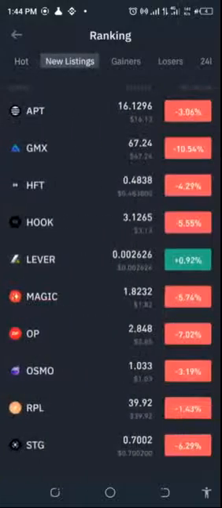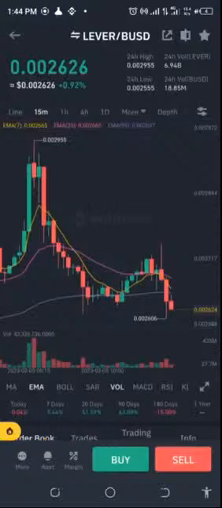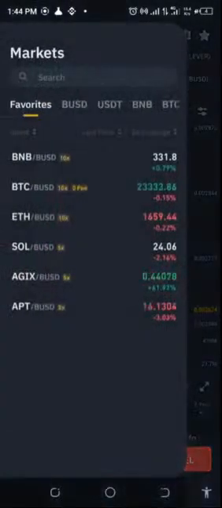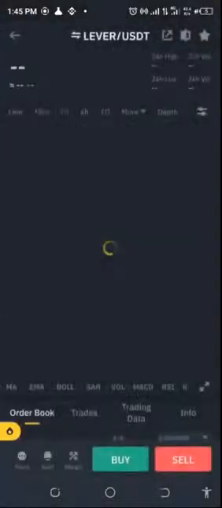There are some different pointers or parameters that we use to select a particular coin. Now, for our purpose, because we are using a very small amount of money to test, I'm going to be looking for a coin that's quite cheap, not too expensive, so that we can use that to gain more profit. So I'm going to choose this one called lever. You can see it's showing lever BUSD, but what I want is lever USDT. So let me put lever and then go for the USDT version.